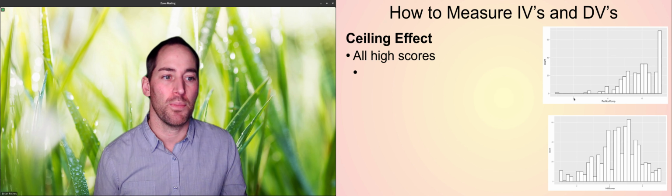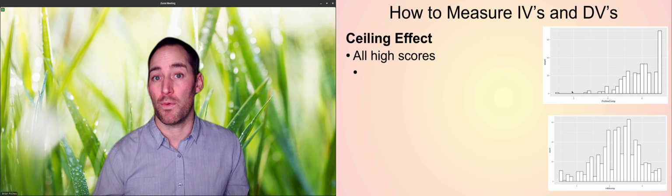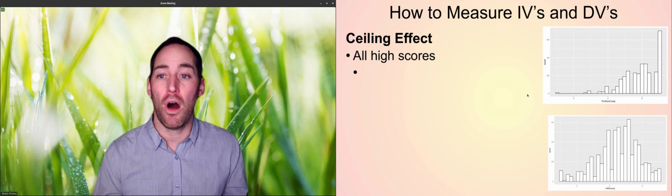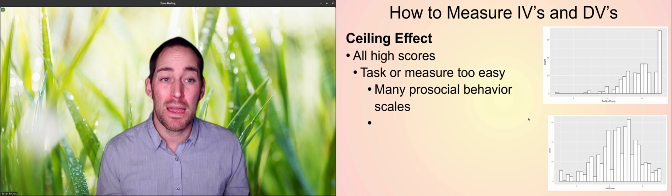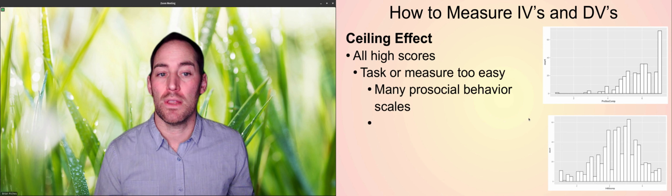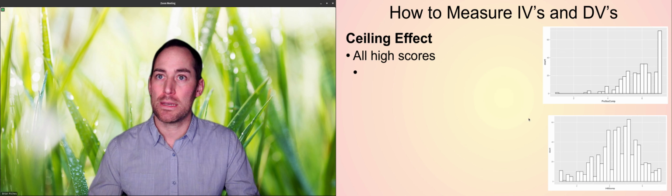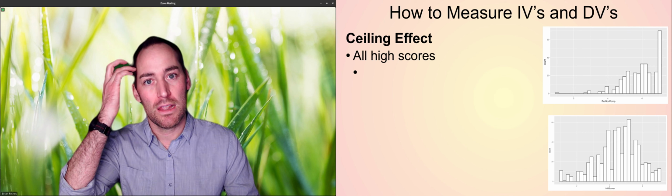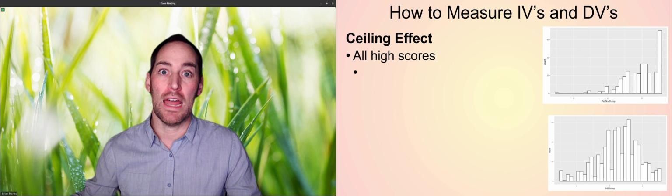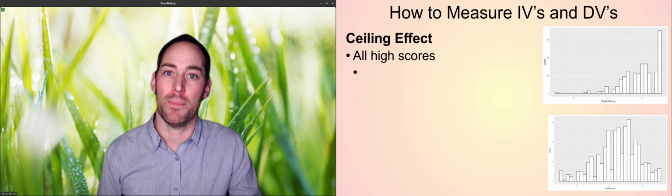So that's important for experiments. That's also important for correlations. But when you have all high scores, when you have a ceiling effect, that can make it hard to determine things. So let's say you did an experiment and the one class was in the quiet room, the other class was in the loud room, and everybody scored 10. Everybody got 10 out of 10 on the math test.